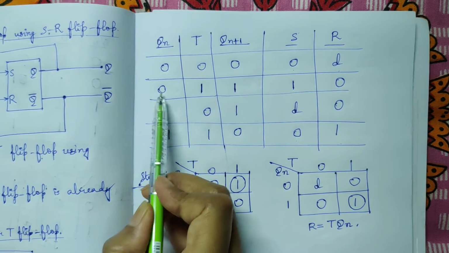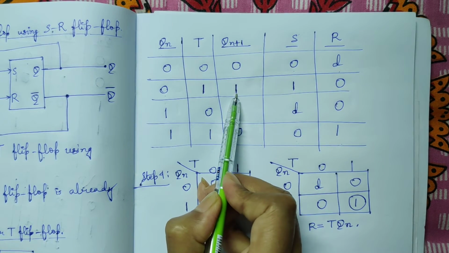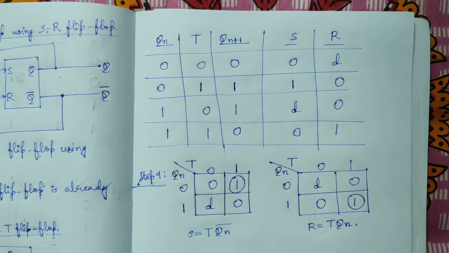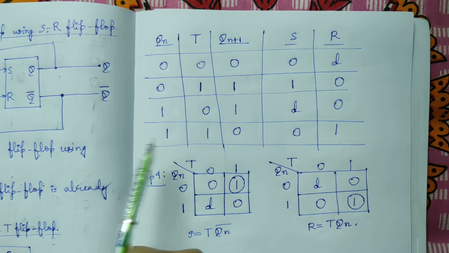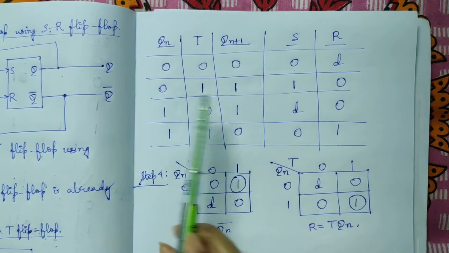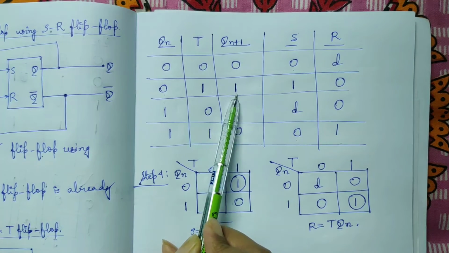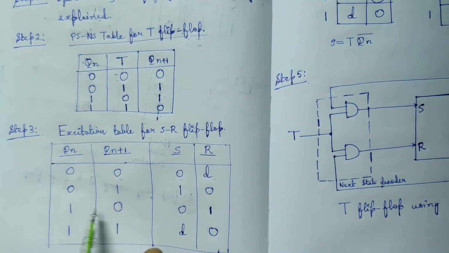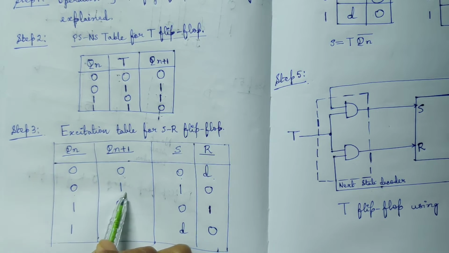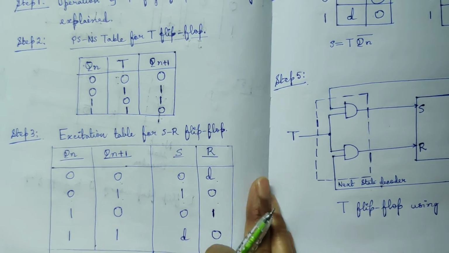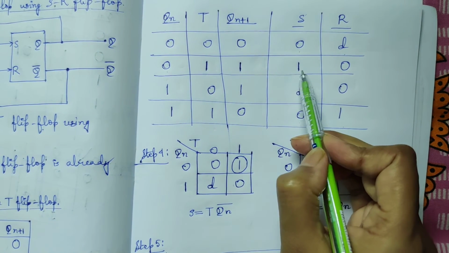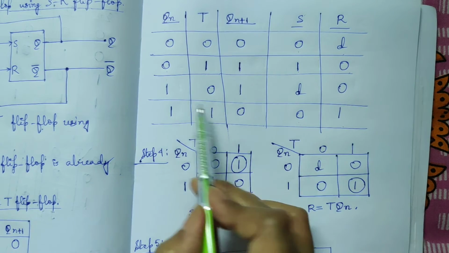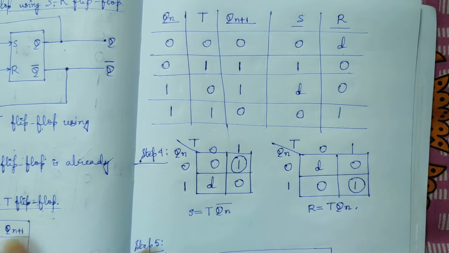Similarly, for the second case, Qn is 0, Qn plus 1 is 1, and T is 1. So we will find the values of S and R for Qn 0 and Qn plus 1 equal to 1 from the excitation table. Here Qn is 0, Qn plus 1 is 1, S is 1, R is 0. So we will write those values here: S is 1, R is 0. In a similar way, you can find the third and fourth rows also.